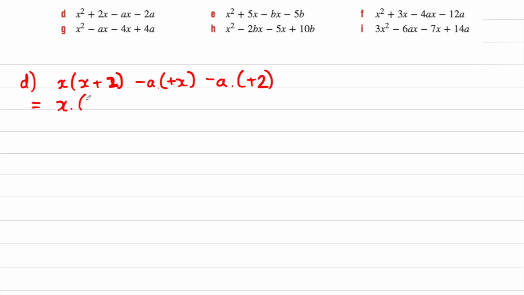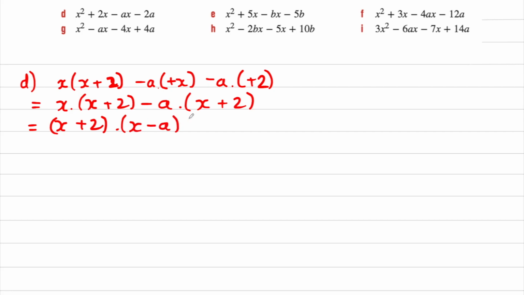And the first one, you got the bracket is x plus 2, and then minus a will be the common factor. Inside the bracket, you got x and plus 2. After that, you will see the x plus 2 will be the common factor, and x minus a will be here.